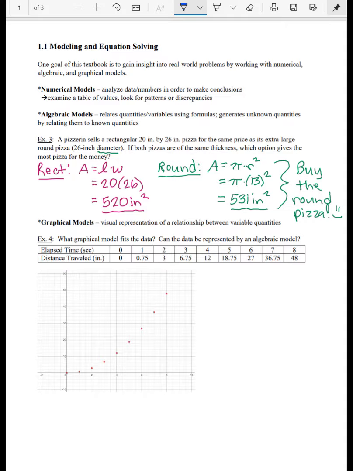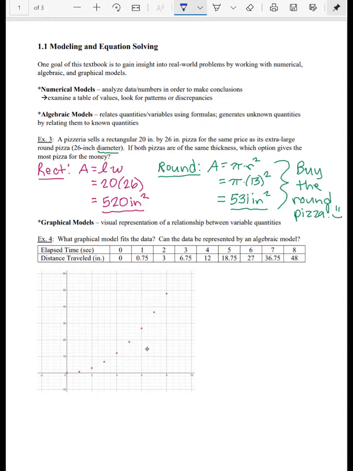All right, so in example 4 in the book, there is a table of all this data. So this is provided for us. And we want to know what graphical model fits the data and if the data can be represented by an algebraic model. So I already graphed this in Desmos and provided that right below this table of values. So it definitely looks like it has a curve to it. As the elapsed time passes, the distance traveled also will increase, and it looks like that amount that it increases keeps growing, which is why it's not linear.